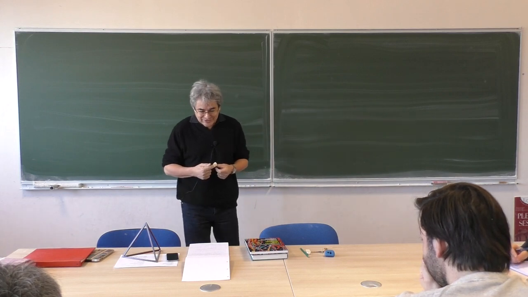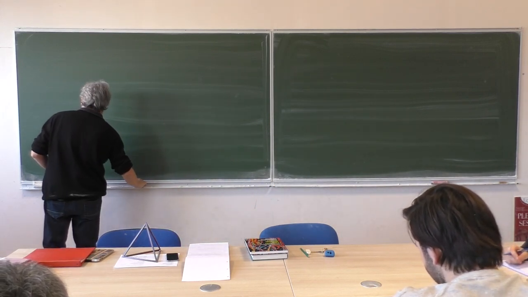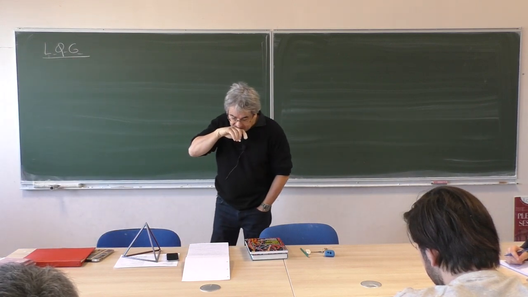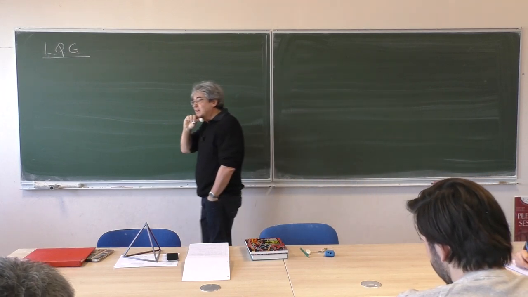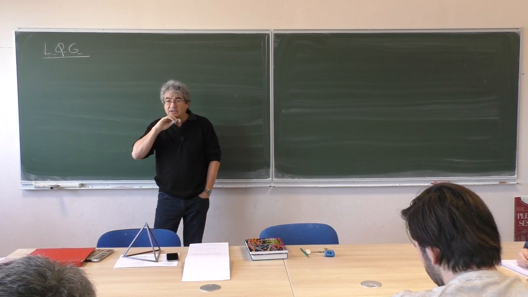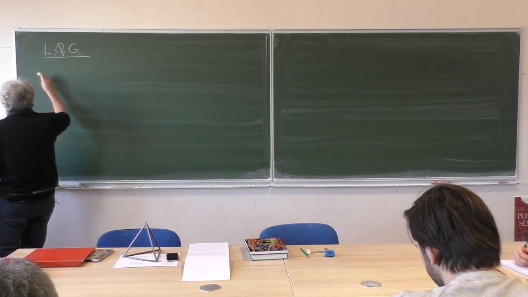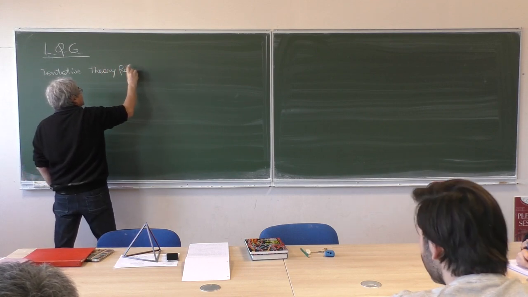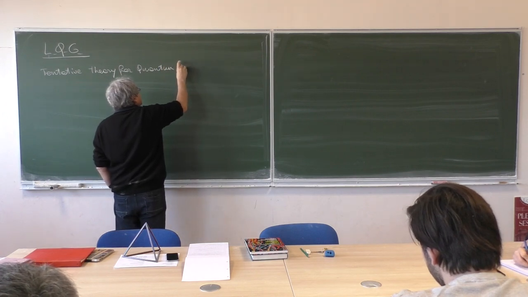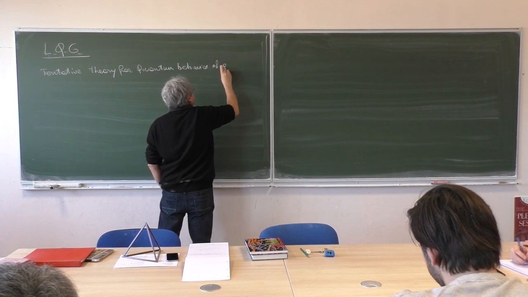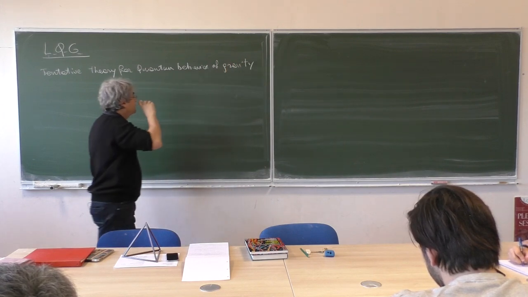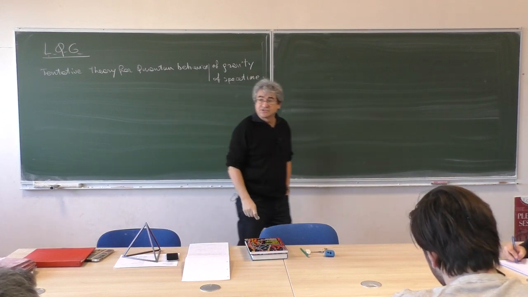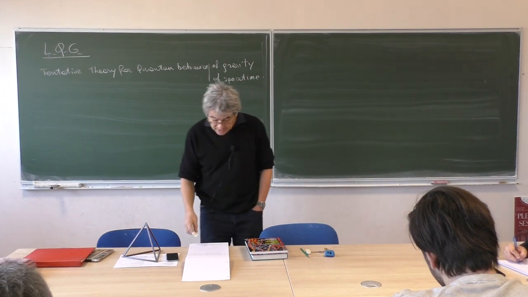All right, so that was for introduction. Let me start. So loop quantum gravity, that's what we're talking about, LQG. What it is: a tentative theory for describing the quantum behavior of the gravitational field. Tentative theory for the quantum behavior of gravity, which, since we have learned from Einstein, is also the quantum behavior of space-time, in a sense which is important to clarify, and I will clarify at the beginning. Why is it tentative?